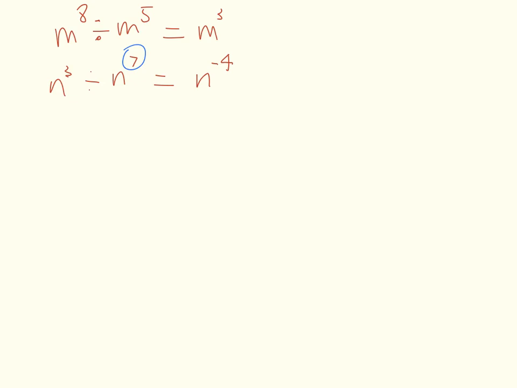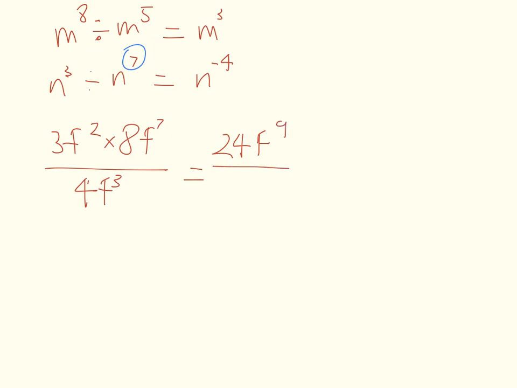Here's one involving a fraction and some multiplication, so I've got 3f squared times 8f to the 7 over 4f cubed. Alright, straight away I notice same bases everywhere, f. So the numerals are going to behave as numerals, so 8 lots of 3 are 24. And let's just get it as single terms on top and bottom, so that'll be f to the 9 and 4f cubed.